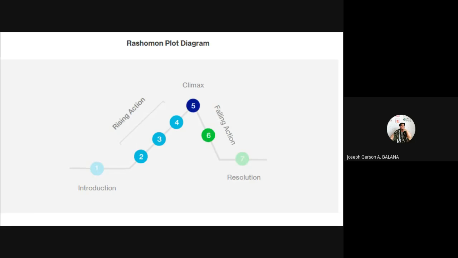And then, of course, the falling action. It's where all the events, as a result of the climax, slowly go down and the story will end in the resolution. So that's how the plot diagram goes. Now, if we're going to identify the plot of Rashomon, then this is the flow.